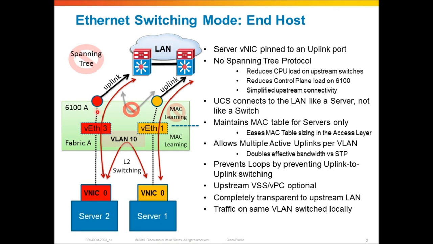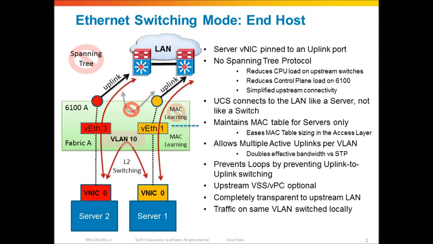So server 2 is pinned to the red uplink and server 1 is pinned to the orange uplink. It's as if logically server 2 is connected all the way up to this LAN switch. Same thing with server 1. So the way that UCS attaches to the upstream LAN is much like a server and not like a switch. So this radically simplifies the way the upstream LAN is configured. We don't have to configure those as ports that are processing spanning tree. We can configure those as server-like ports.